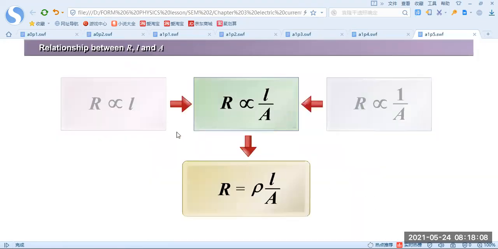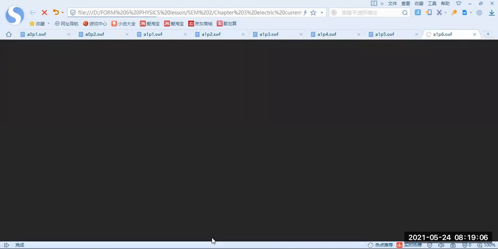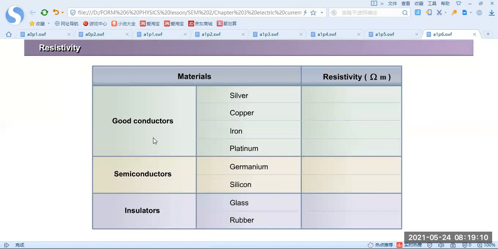Now, from the combination of resistance being directly proportional to the length and inversely proportional to the cross-sectional area, we get that the resistance is directly proportional to L over A, and is equal to L over A times a constant. This constant we know as the resistivity, which we learned yesterday. Resistivity means the ability of the material to limit the current. It is the ability of a conductor to limit the current in the circuit, or resist the current.